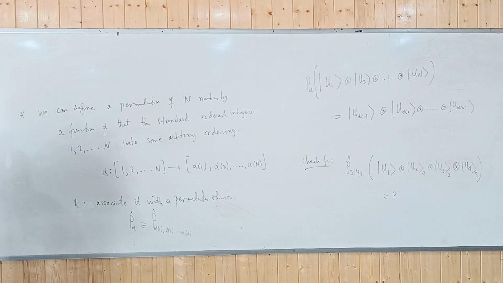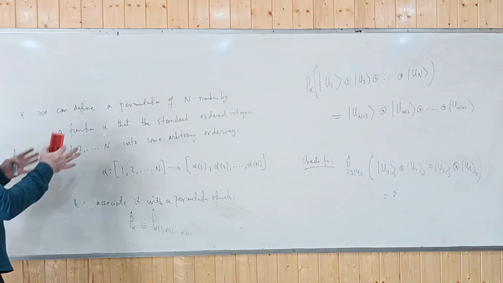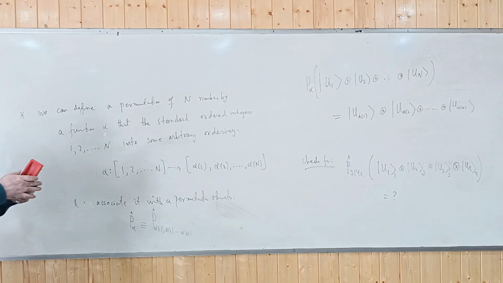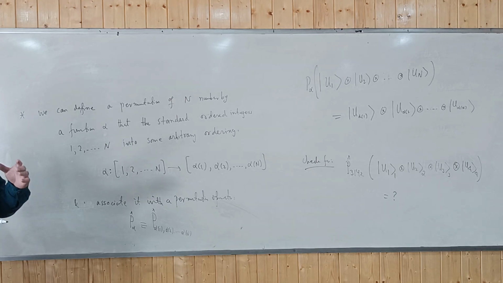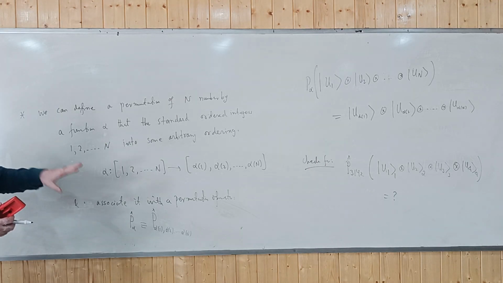Okay, so let's finish this topic. This you have got. It is the same idea that we have done for the 2 particles, now for the n particle case. Ultimately we are actually interested only in the symmetric and the antisymmetric case, because they turn out to be the eigenstates of this permutation operator.